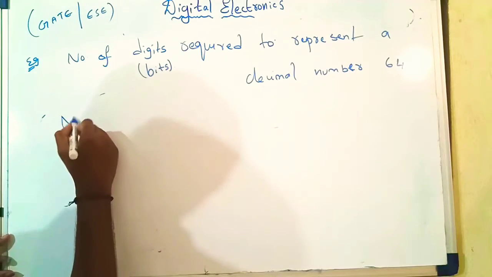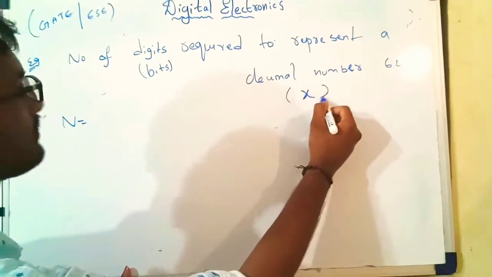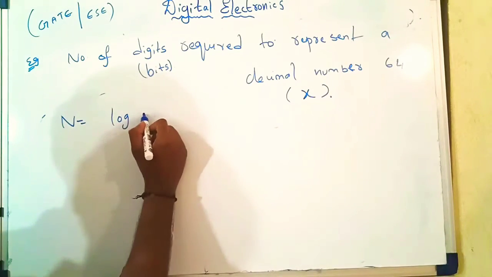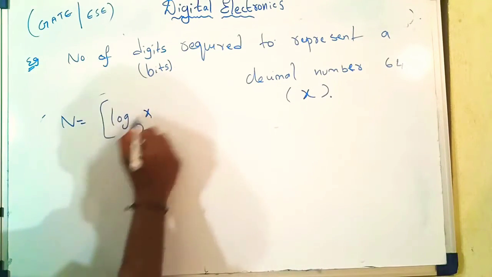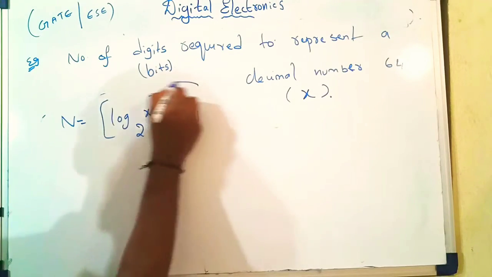In generalization, the number of bits required to represent a decimal number x is log x to the base 2, take only the integer part of the value, plus 1.